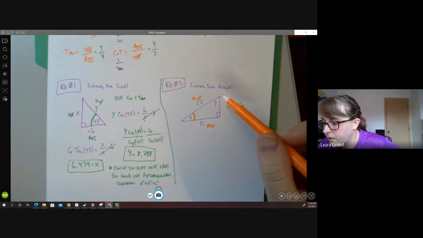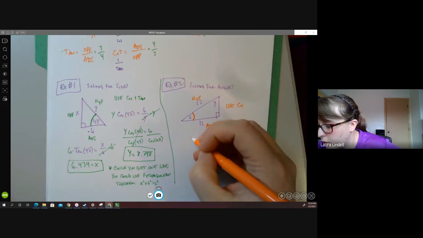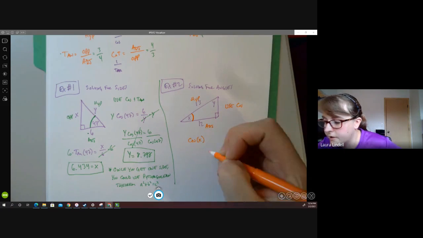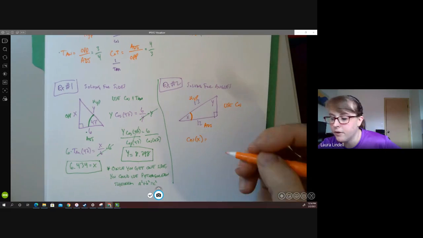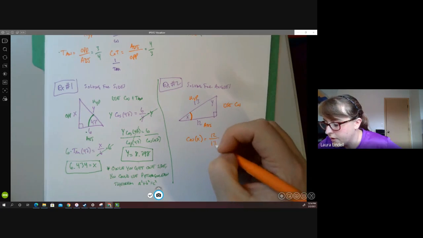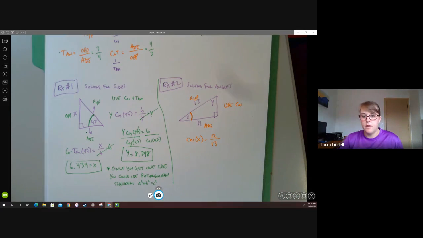So anyway, setting something up using cosine here, we know that cosine of the angle X is equal to the adjacent over the hypotenuse, which is 12 over 13. Problem is, I can't plug cosine of X into the calculator and get anything meaningful out. Does anyone remember what we're supposed to use instead? No, it's probably been a while.